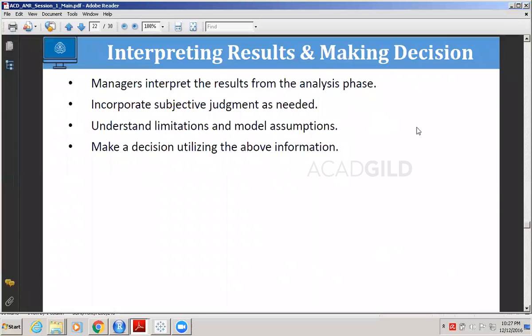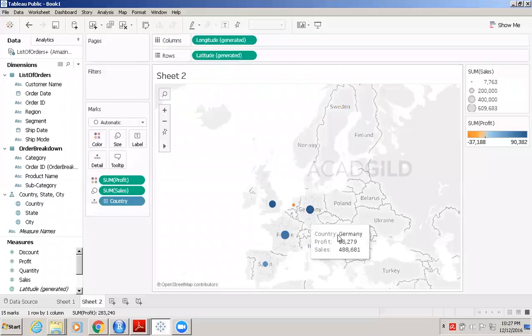Okay. So basically coming to the next slide, this is what we were discussing. Managers interpret the results from the analysis phase, correct? So managers are now able to interpret this information. If I'm a regional head, I'm able to interpret this information very easily. Correct?